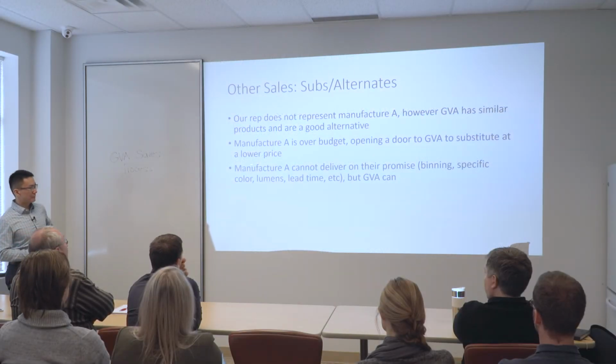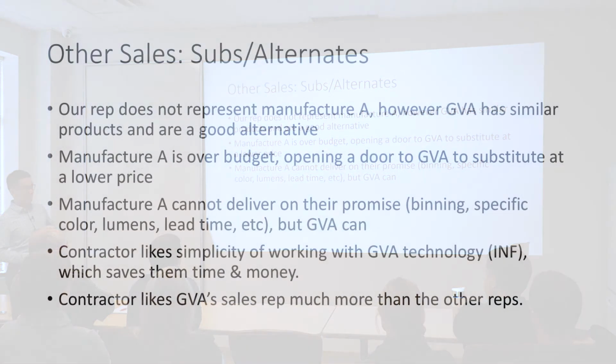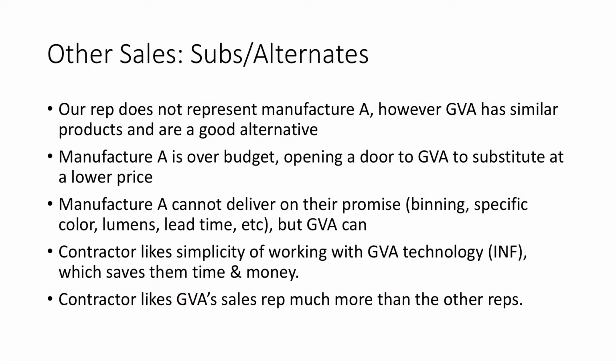Or what can also happen is, for example, you're working with a manufacturer and they cannot deliver on their promise. So for example, can be due to binning, can be due to specific colors, lumens. A big one is lead time, but GVA can. So we can go in and substitute people's products.